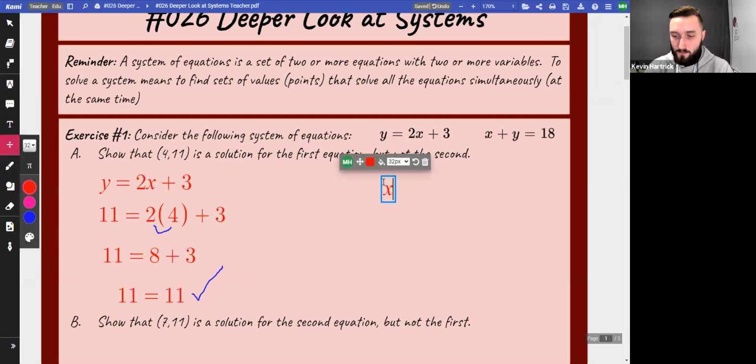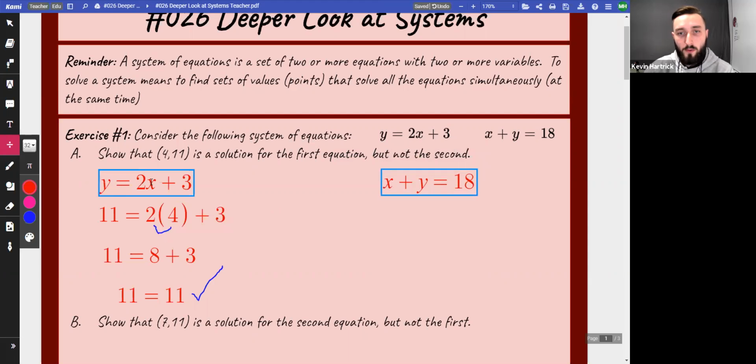Now we're going to check the other equation. So now we have x plus y equals 18. Now this equation is not in the form that we're used to. We're used to this, y equals mx plus b, right? This is a line. This is an equation of a line as well, but it's not written in the way that we're used to seeing it. Still has an x, still has a y, okay? Has a number in there, okay? This can be manipulated in order to look like y equals something x plus something, okay? So this is a line, I could graph it, but that's not my objective. My objective is to show that this point is not a solution.